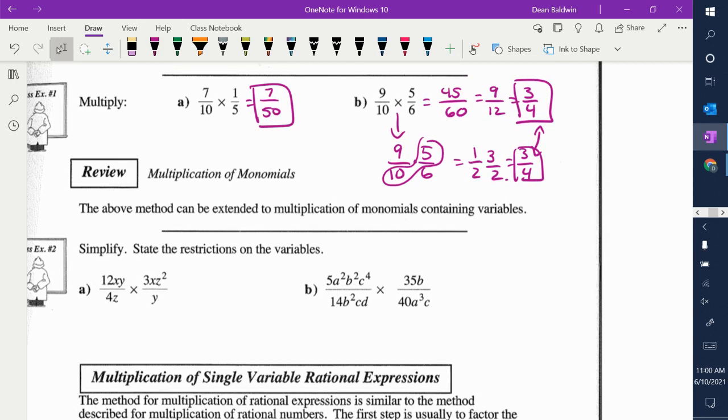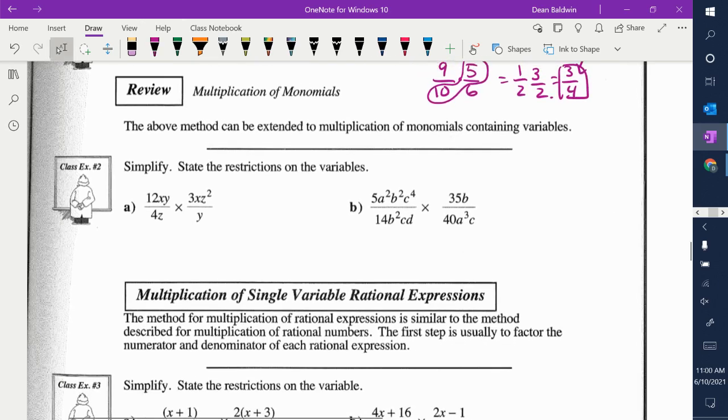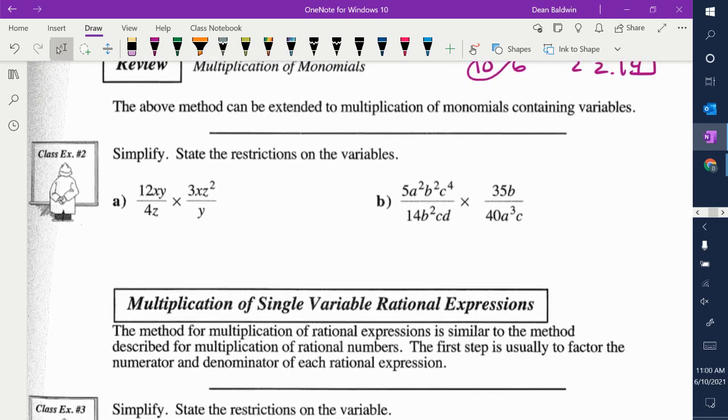So if I have 12xy over 4z times 3xz squared over y, all right? I look at this. I could go like this. 12 and 3 is 36. X times x is x squared. Y times no y's is y. And there's a z squared over 4 times 1 zy. And then simplify it. 36 over 4 is 9. X squared. What happens to these y's? They go away. What happens to z squared over z?